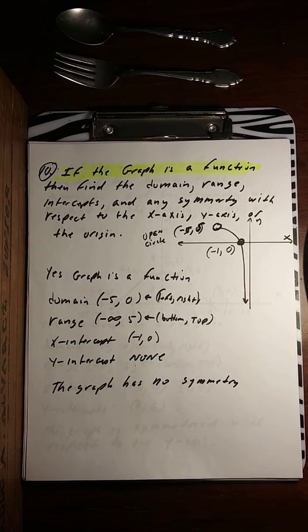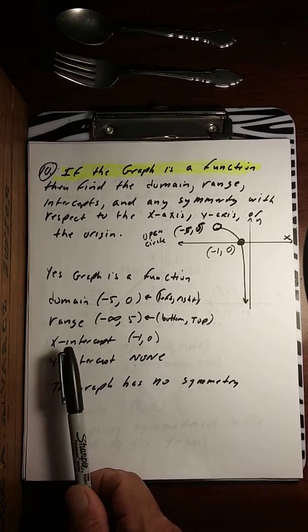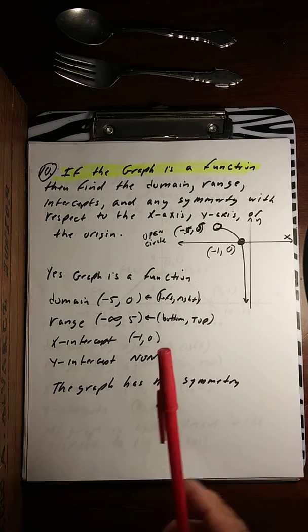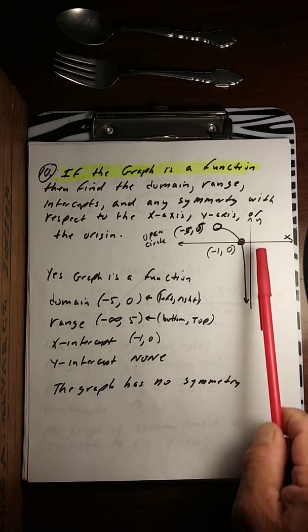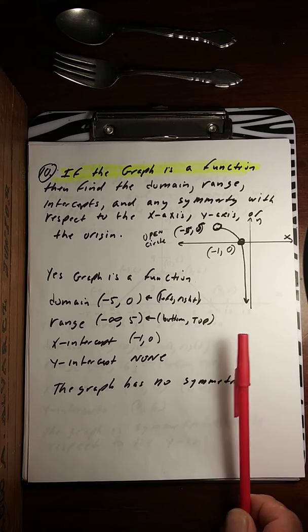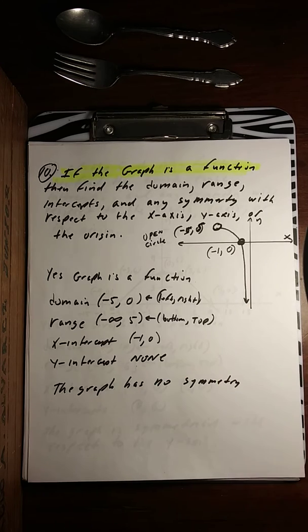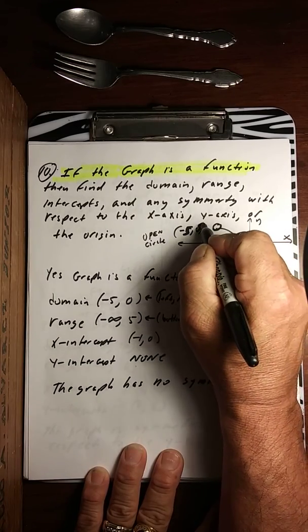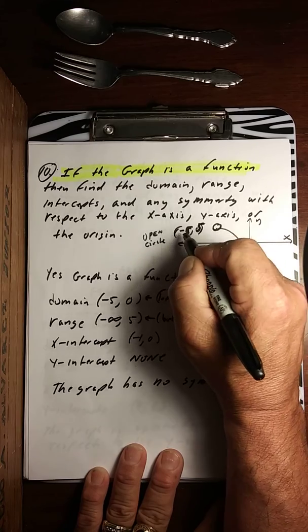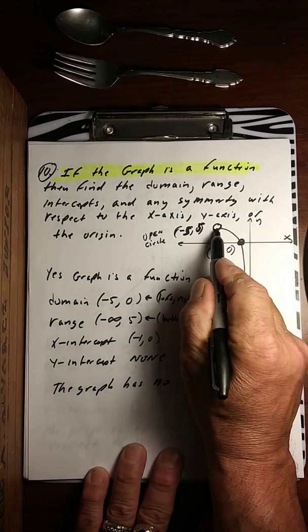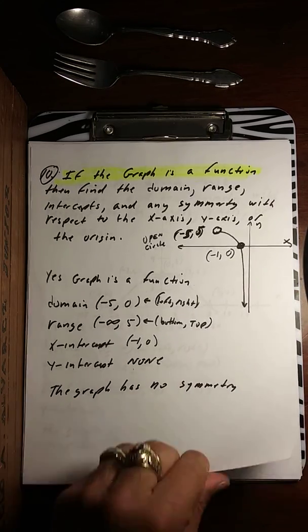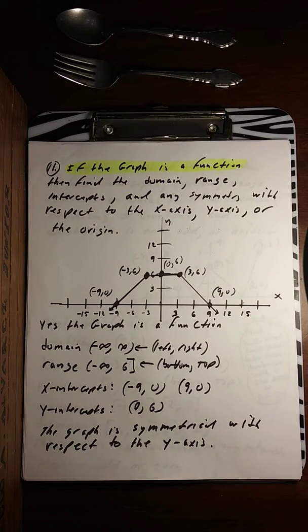Okay, so now the x-intercept is right here, negative 1, 0, right there. And the y-intercept, nothing, none. And the graph has no symmetry. Again, I'll mark this again because it's a little bit hard to read here. This is a 5 and this is a 5. That's what it should be. Negative 5, 5 is this point here, and negative 1, 0 is that point there. Alright, go to the next one.